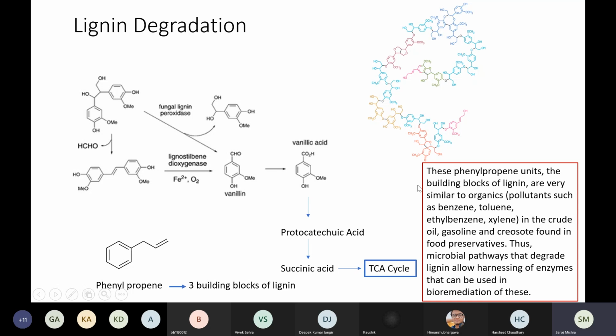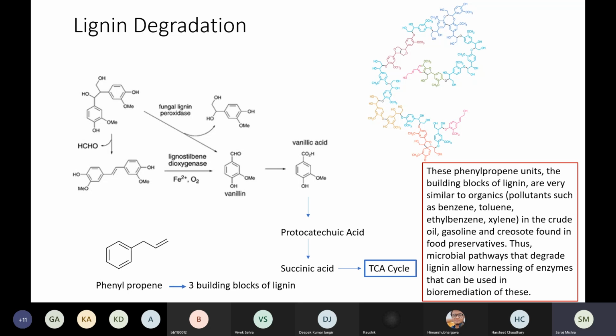Okay, now another thing to be noted here is that these phenylpropene units which you see here, which are the building blocks of lignin, are very similar to organic pollutants such as benzene, toluene, ethylbenzene, and xylene, which are present in the crude oil, in the gasoline, and in the creosote, which is found in the food preservatives. Therefore, microbial pathways that degrade lignin can allow harnessing of enzymes that can be used in the bioremediation of these BTEX compounds.